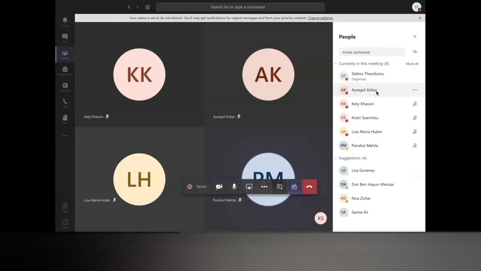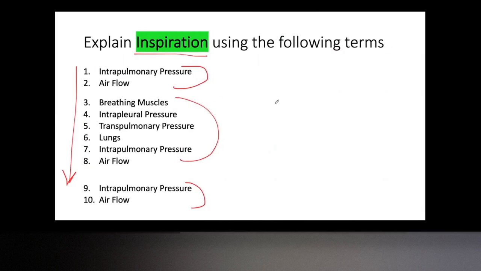Ace? No. Kirari? A moment, I still need time to summarize these words.